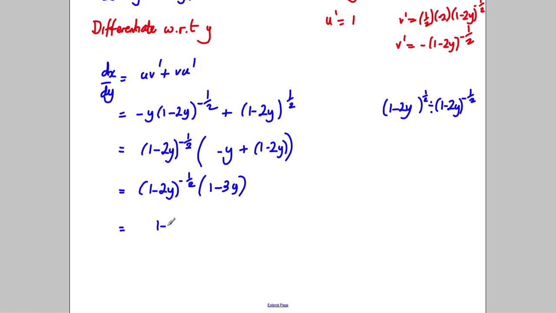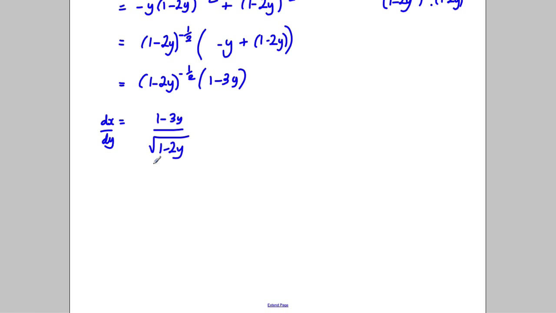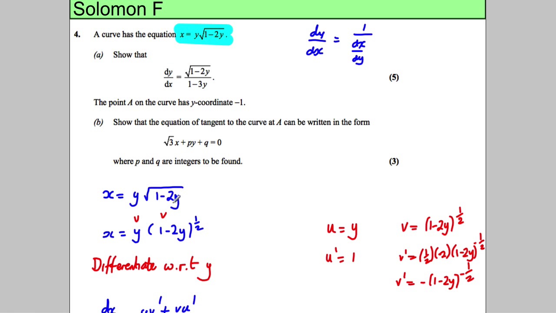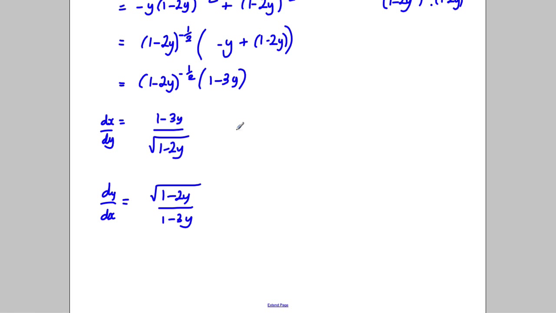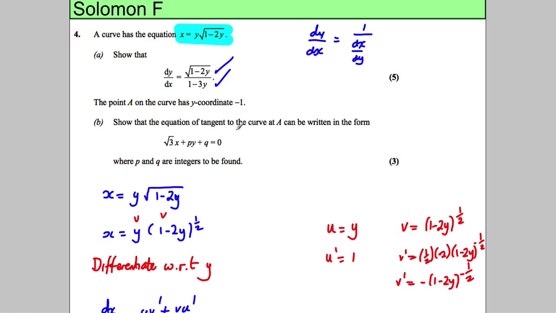So I have the answer 1 subtract 3y divided by the square root of 1 subtract 2y. That's my dx by dy. And my dy by dx is 1 over this. So dy by dx is therefore the reciprocal of this, which is the square root of 1 subtract 2y over 1 subtract 3y. So I can look up here and see if I got it right. I've got it exactly right.